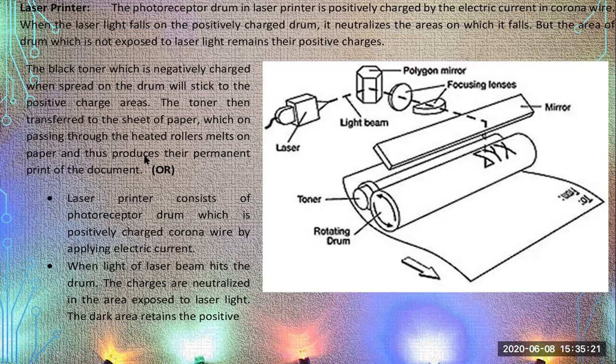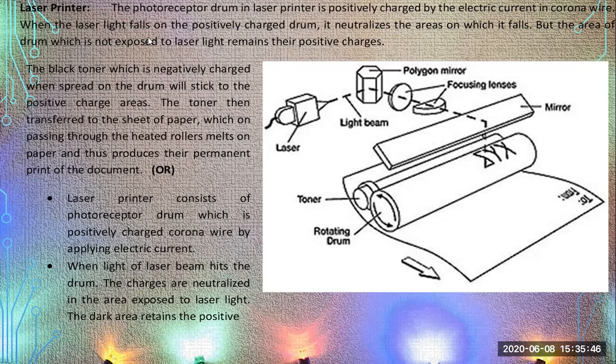So starting with the laser printer, the photoreceptor drum in a laser printer is positively charged by the electric current in the corona wire. This is the type of wire which is used to charge the drum with positive charge. The same drum was positively charged in the case of the photocopier machine as well.